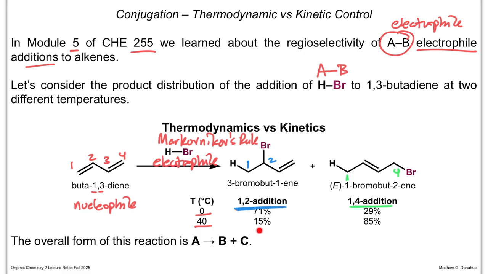But see how the product distribution then changes? The only variable we're acting upon is the heat. So now we have 15 to 85. And so the temperature allows us to manipulate the outcome here. So let's walk through the mechanism to see why things are changing and what the reasons are the distribution flips one way or the other.